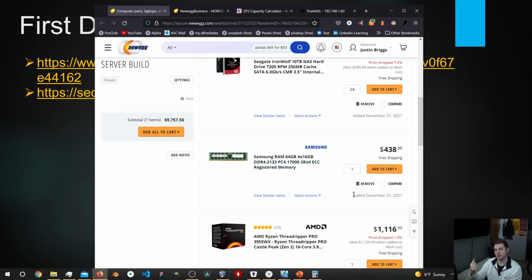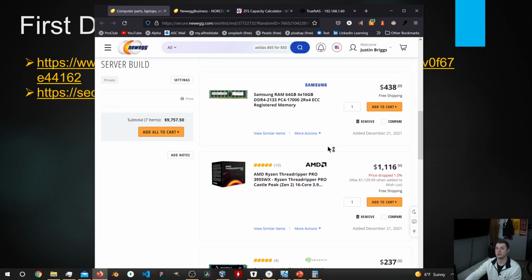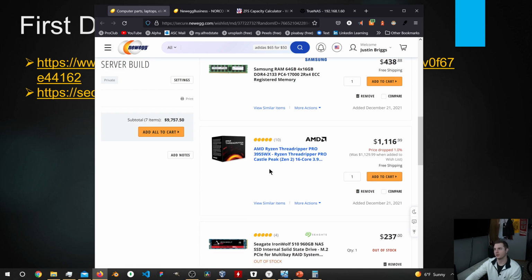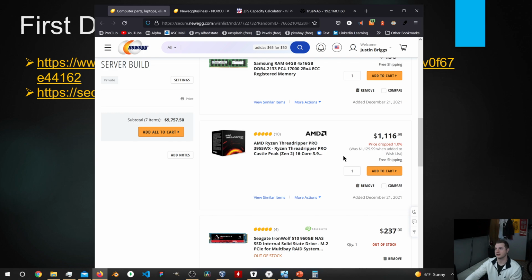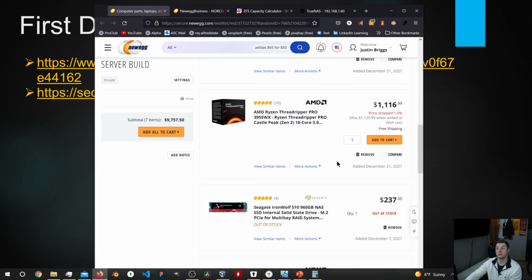Registered RAM takes a lot of that memory controller stress off of the CPU and puts it on the RAM itself. And it doesn't come at a massive penalty in terms of price. Threadripper Pro, we did basically the lowest tier here. We don't need anything real intensive, so 16 core, 32 thread is going to be fine.